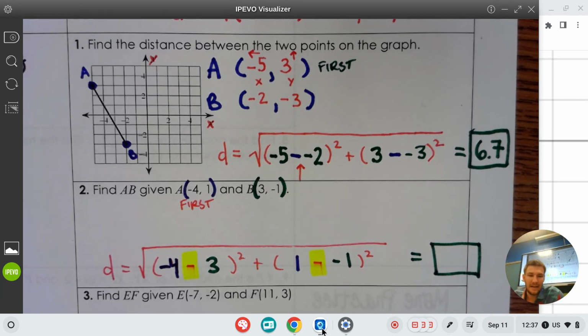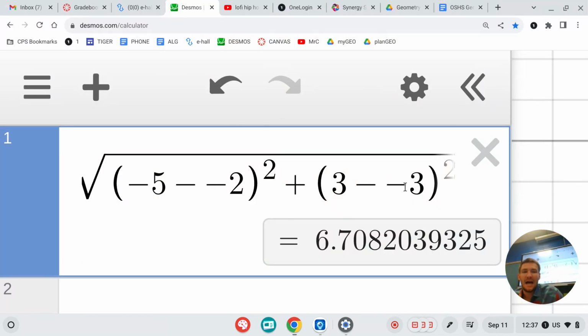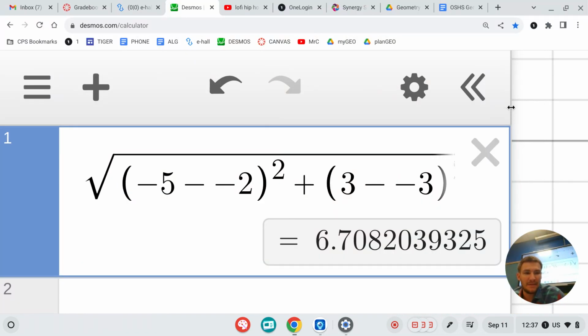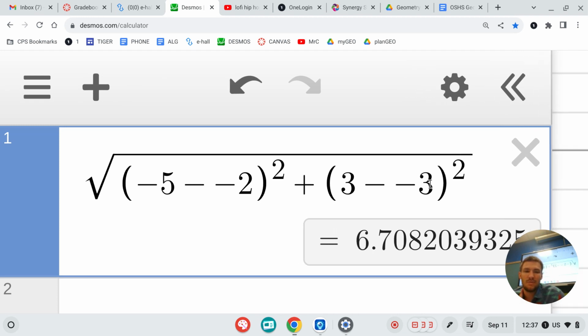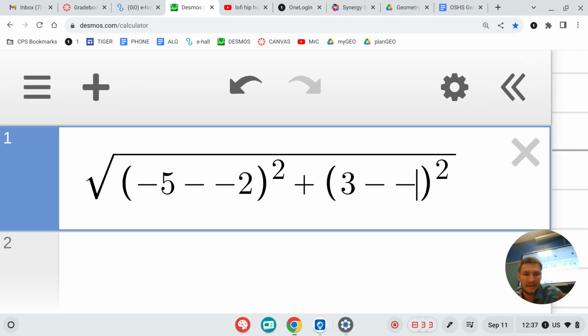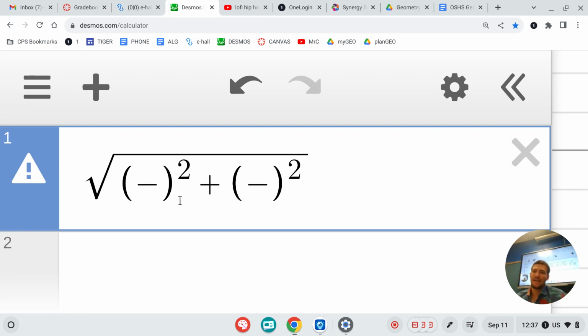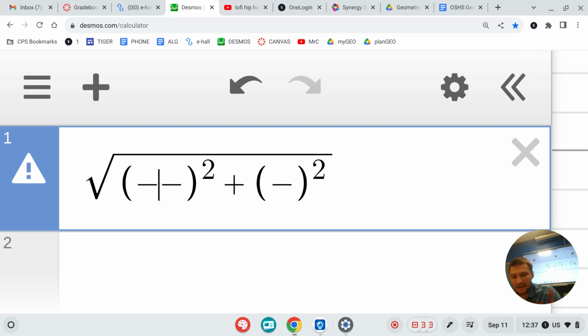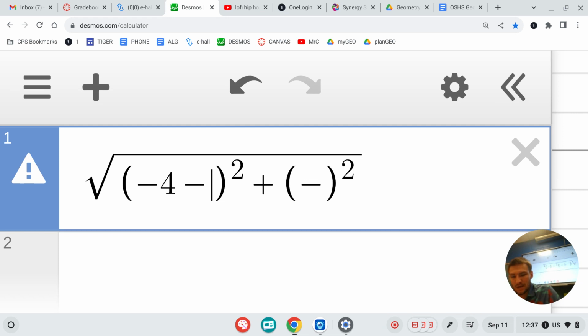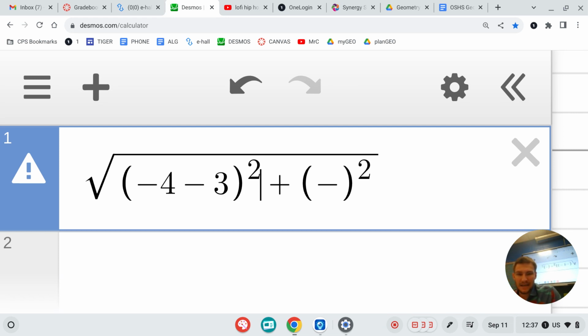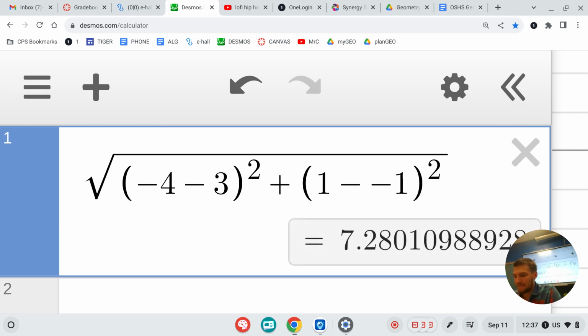So, let's see if I can handle just typing this in. I've already got it typed in pretty well. So what I'm going to do is just backspace the numbers, make sure that I have negative signs, and then get the numbers back in there. The new numbers: negative 4 is the first one, positive 3 is the second one, 1 is the third one, negative 1 is the fourth one.